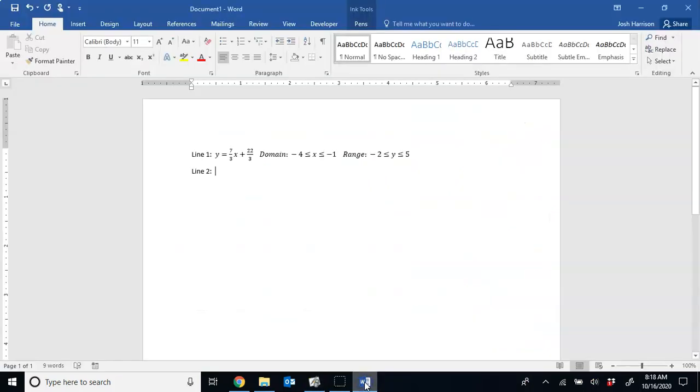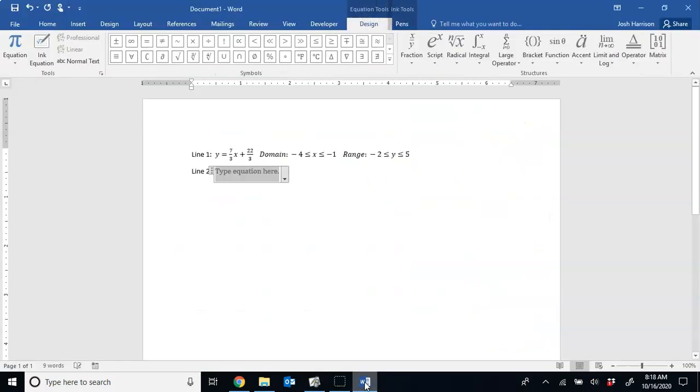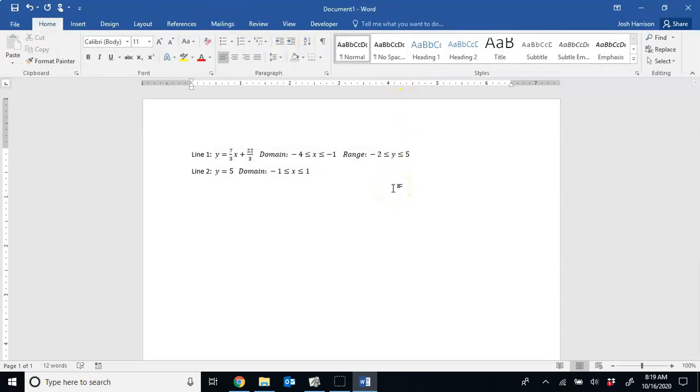Again, you can go to your Word document if you want to use that. Alt equal y equals 5. Skip a few spaces, write the word domain, and then I'm saying -1 up to +1. And my range is y equals 5. Range doesn't change. So if you leave off the range and you don't type in the range for that one, Mr. Harrison can pick up on that. He's dealt with horizontal lines enough to know that the range really doesn't change on a horizontal line.